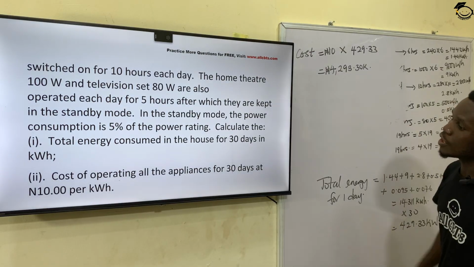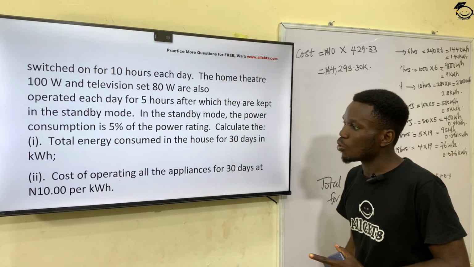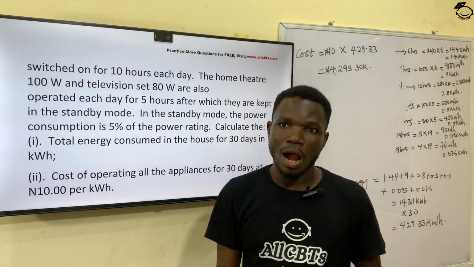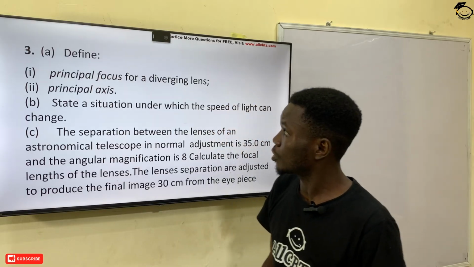4,293 naira 30 kobo if it is charged at 10 naira per kilowatt hour. We move on to the next question, which is question number 3.